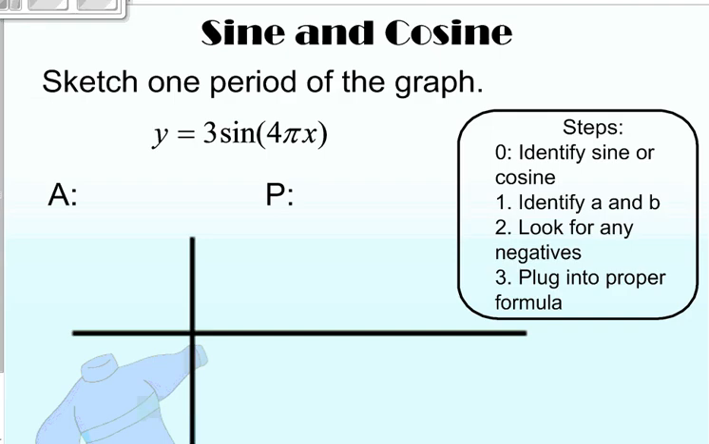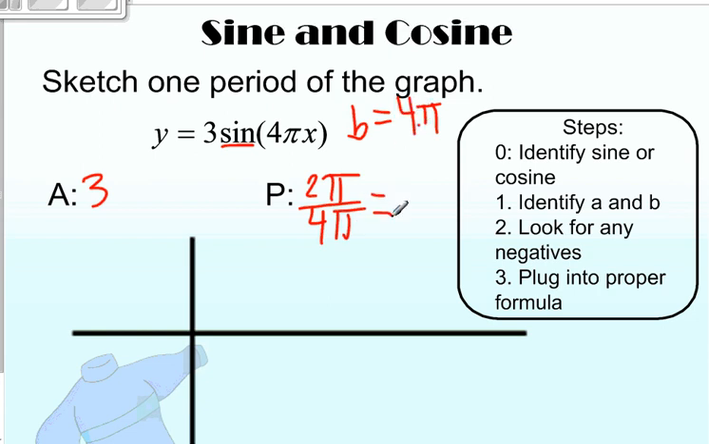All right, so we've got a sine function here. Okay, so I know that tells me I'm starting at 0. Okay, my amplitude is 3. My period, right, is everything next to our x. So our b is 4 pi. Okay, so we're going to take 2 pi and divide by 4 pi. And when we do that, the pi's cancel and we'll get 1/2. So we've got a fraction.